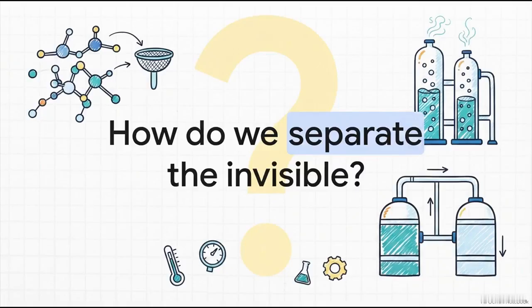And solving it relies on some pretty strict laws of physics. We're talking towering metal columns, some of them dozens of feet high, just packed with bubbling liquids and rising vapors. But how do engineers actually separate these invisible chemical bonds efficiently? Well, two major methods basically run the show here.